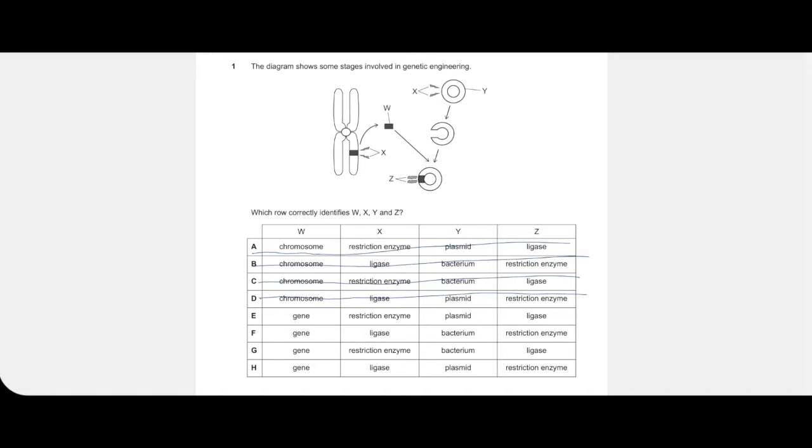Now moving on to X, as I was mentioning before, we cut out this gene, and what we use to cut out genes is restriction enzymes. So we can eliminate F and H.